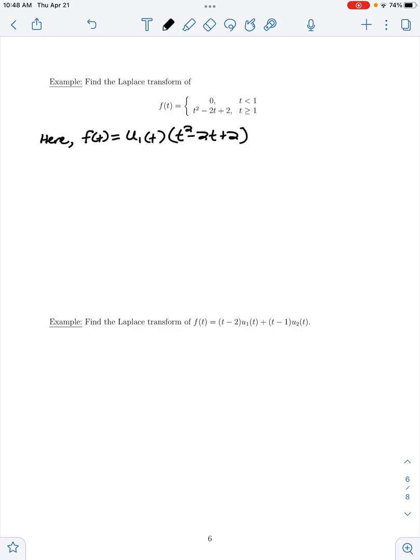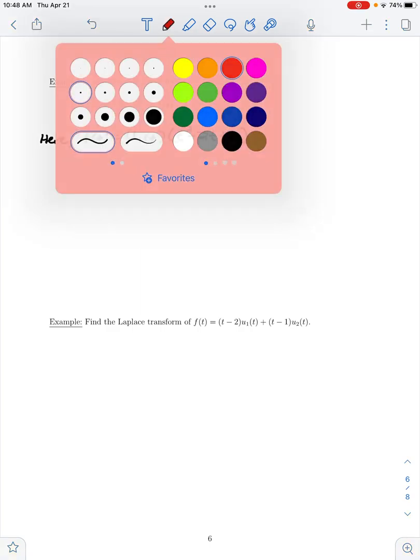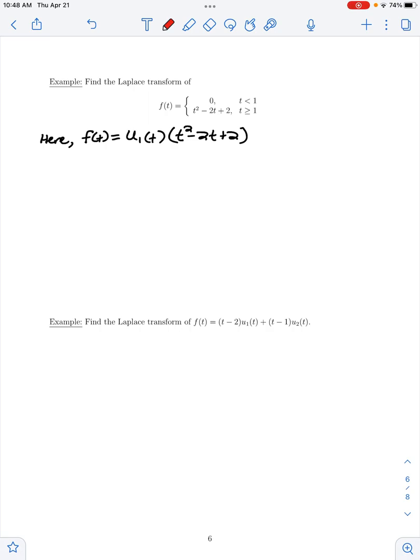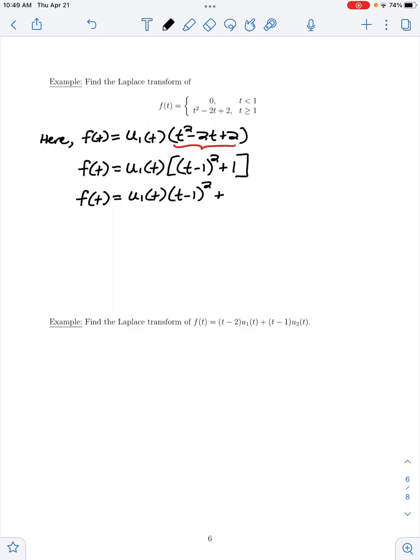Now, to use this new result, theorem 6.3.1, I have to make sure that my function has the proper form to match that theorem, which means that whatever comes after my unit function, I have to think of as something that's been shifted c units, in this case 1 unit, to the right. So an easy way to do this here is to take that quadratic and complete the square, giving me t minus 1 squared plus 1. Or if I distribute that unit function, I have u1 times t minus 1 squared plus u1.